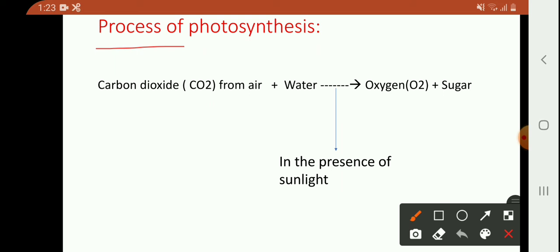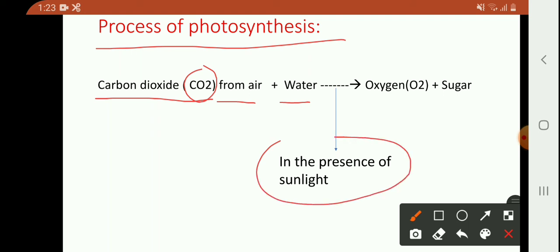Process of photosynthesis: carbon dioxide نرمز له ب CO2 from the air plus water in the presence of sunlight تعطينا oxygen O2 plus sugar. Carbon dioxide CO2 from air plus water in the presence of sunlight give oxygen and sugar.